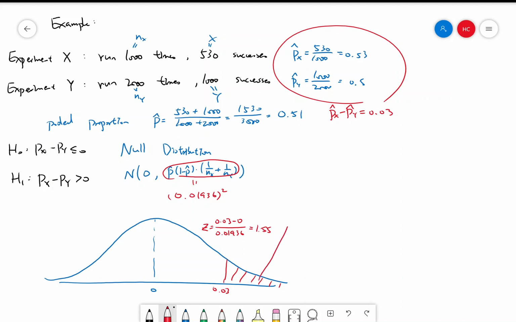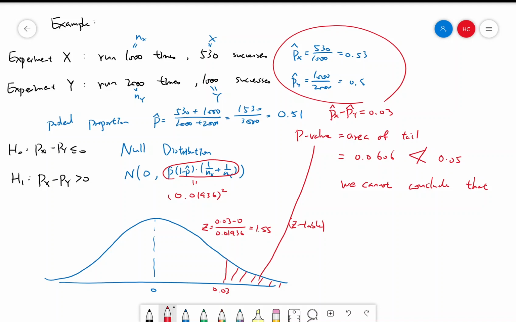And look at the z-table. We get the p-value is equal to the area of this tail, which is equal to 0.0606. So because the p-value is not less than 0.05, we cannot conclude that experiment X has a higher success rate than experiment Y. Okay, all right, so that's it for section 6.6.